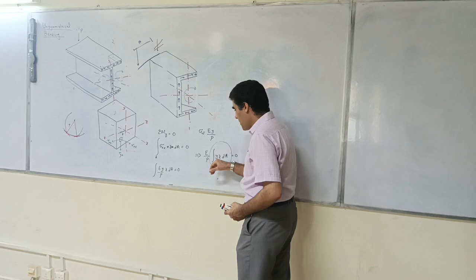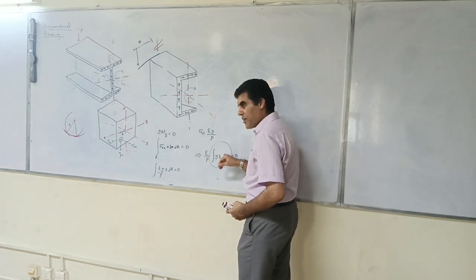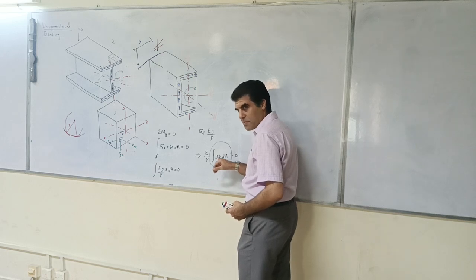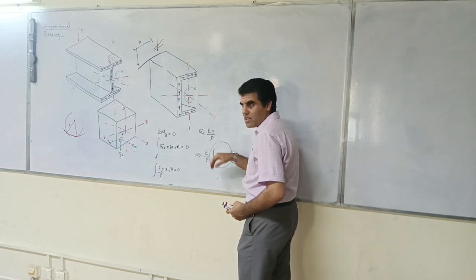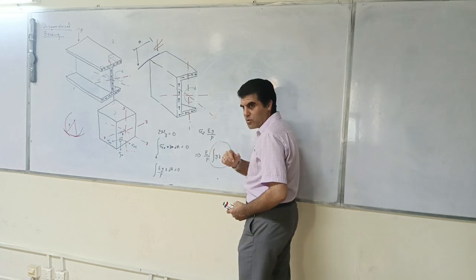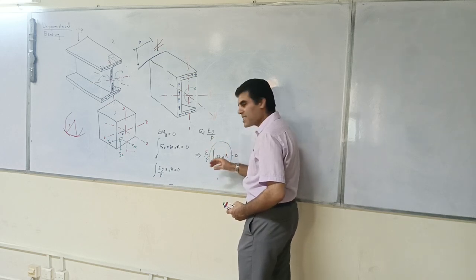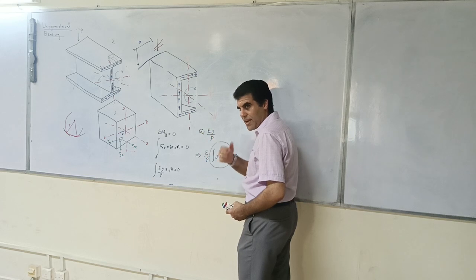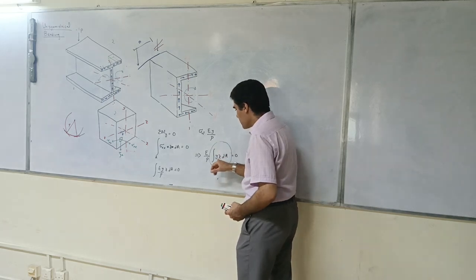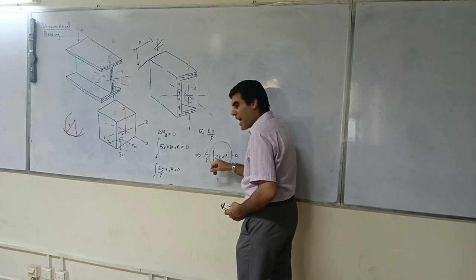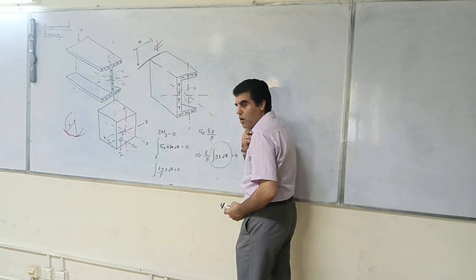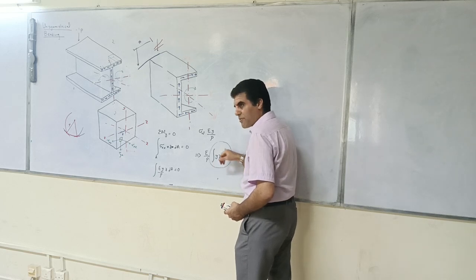In moment of inertia, what happens? We take an area element and multiply that with the lever arm raised to the power 2. The first area is dA times the lever arm. The second area is dA times the lever arm squared. And this is dA times y and z. Okay, so that is also a special type of moment of inertia.